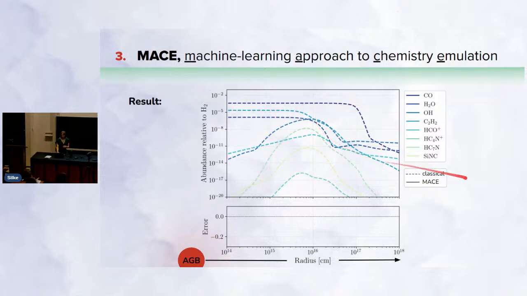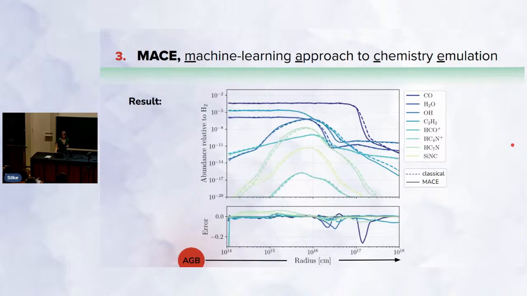And these lines again show the amount of certain species present, and here I list the species. It doesn't really matter which molecules, but just to show you a bunch. And now these dashed lines are still the classical model. So it's not yet Maes, it's only the classical model.